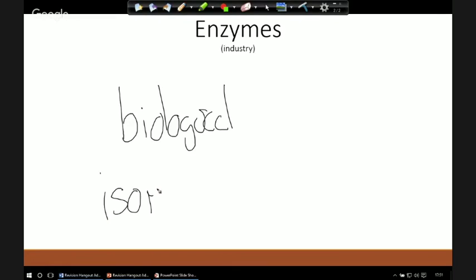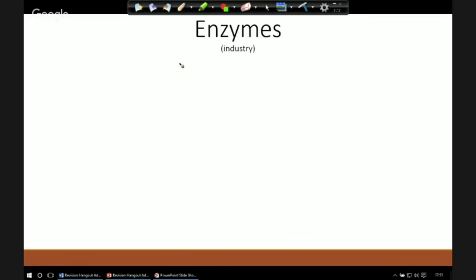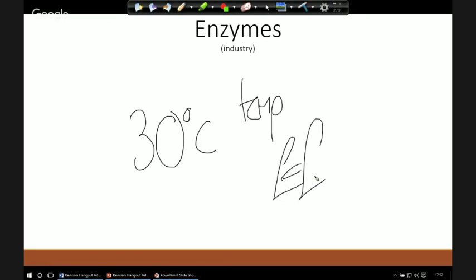Enzymes such as isomerase, which takes glucose and breaks it into the much sweeter fructose. It's much sweeter, so you don't need as much of it. And so you can absolutely reduce the amount of sugar in that drink and still keep the sweetness. The biological detergents that work brilliantly at 30 degrees centigrade. So your washing machine can be on a lower temperature. If it's on a lower temperature, it's cheaper.